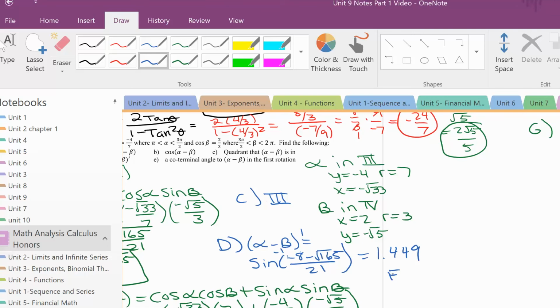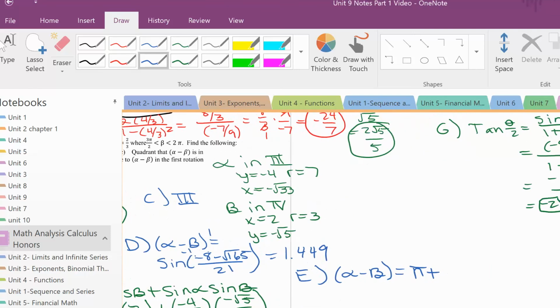And since alpha minus beta is in the third quadrant, to find alpha minus beta, you would go pi plus 1.449, and when you do that, it would be 4.591 when you type it in your calculator. And so that's alpha minus beta.